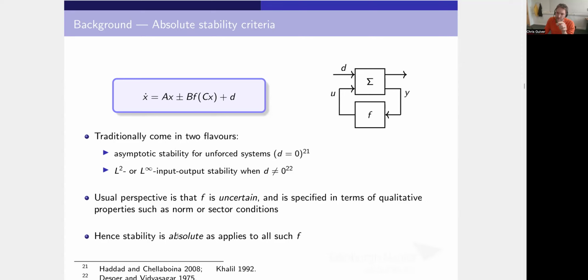Why the word absolute in absolute stability? Well, the usual perspective is that F is uncertain. It's not known exactly, and it's specified in terms of qualitative properties like norm or sector conditions. And ideally, you would like a result which applies to all F in that sector or norm condition. So the bigger the sector or the weaker the condition, the more systems you include and the better the result.